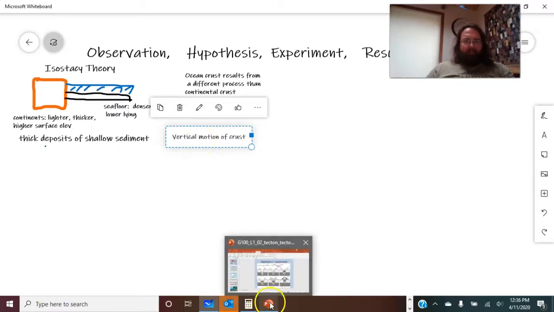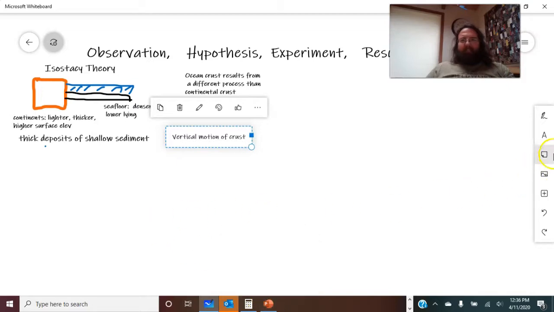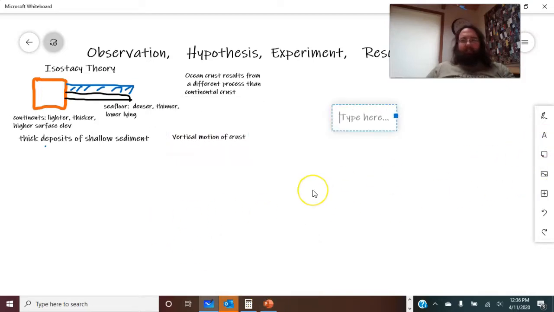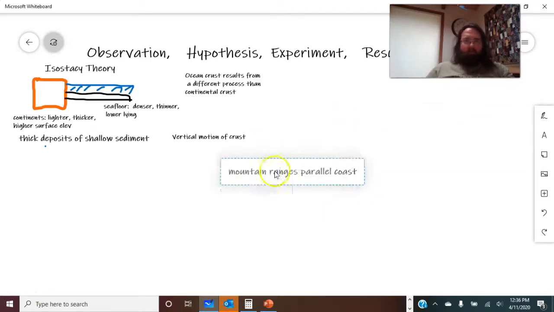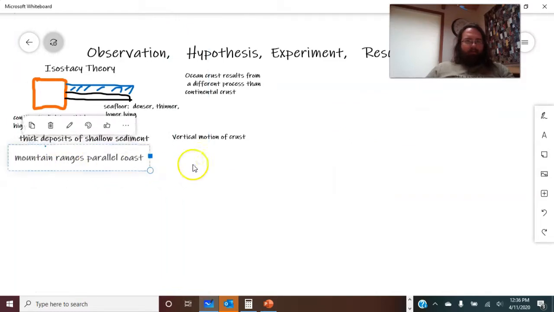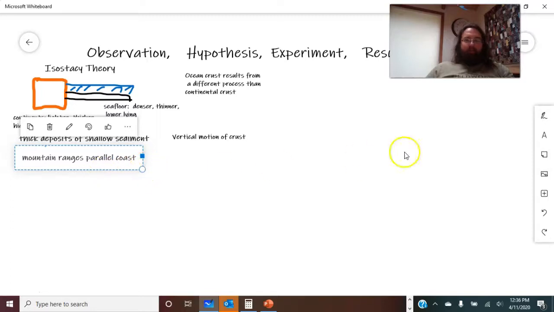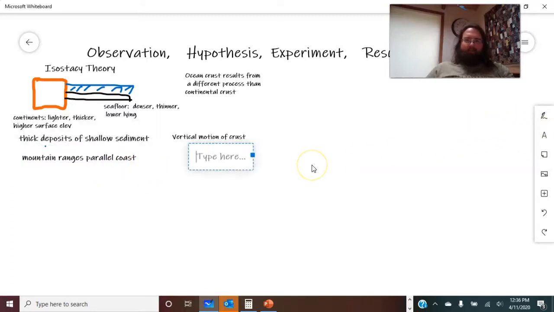Second big observation, this will go to our little PowerPoint, is mountain ranges closely paralleling the coastline. This is also somewhat consistent with vertical motion. And then finally, we're going to put a third one here, this puzzle-like fit of the continents.